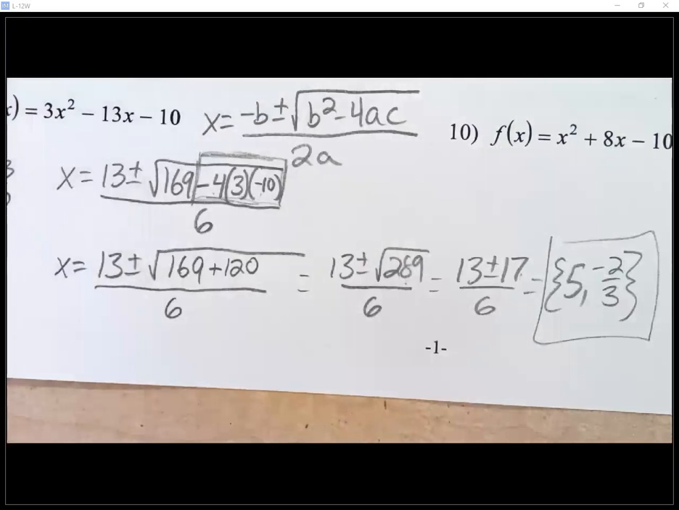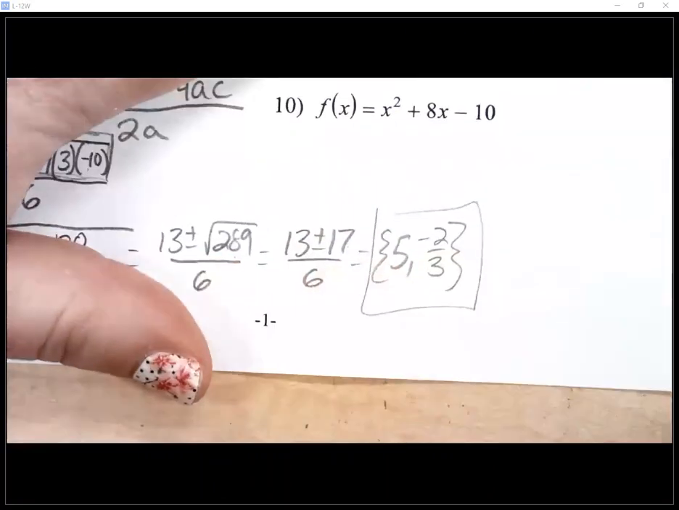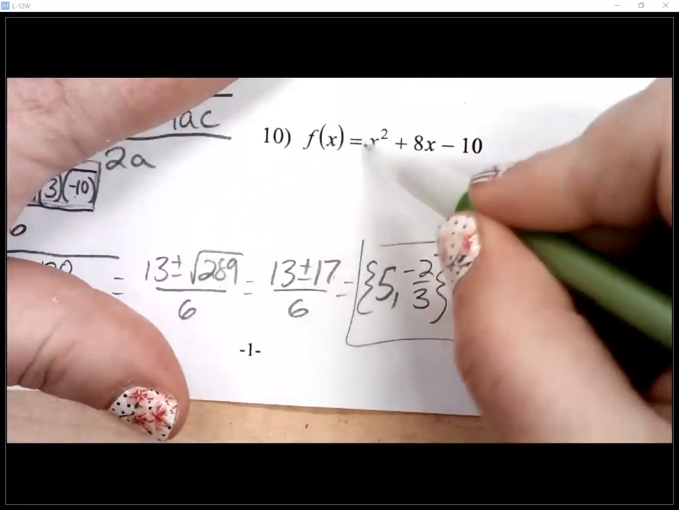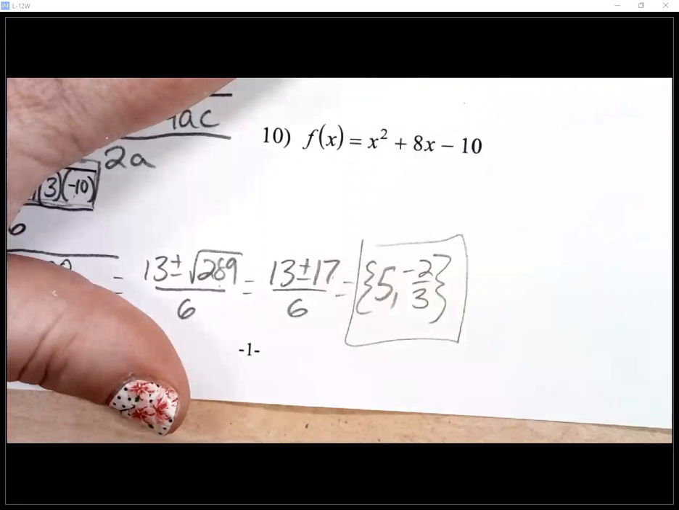Since this is a review video, would you like me to do one with completing the square? I thought you might. 10 would actually be a great one to do completing the square. Why is 10 so good for completing the square? That's a great question. It's because A is 1 and B is even. That's when completing the square is easy.